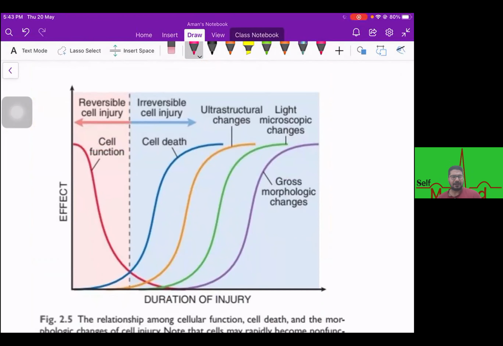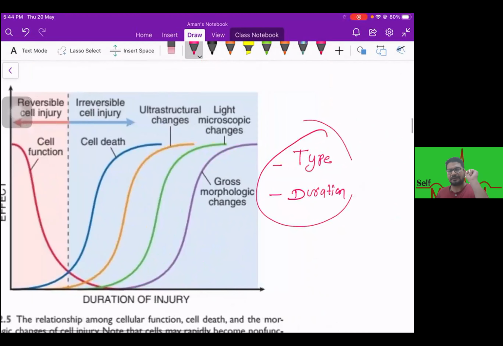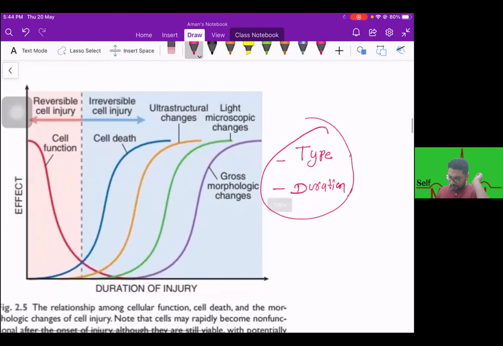Now understand this. Whenever there is a cell injury, there are two important factors. The first factor that you should remember is the type of injury. Let me highlight this here. The two important things will be the type of injury and the duration of injury. So for a cell injury, you should understand the type of injury and the duration of that particular injury.